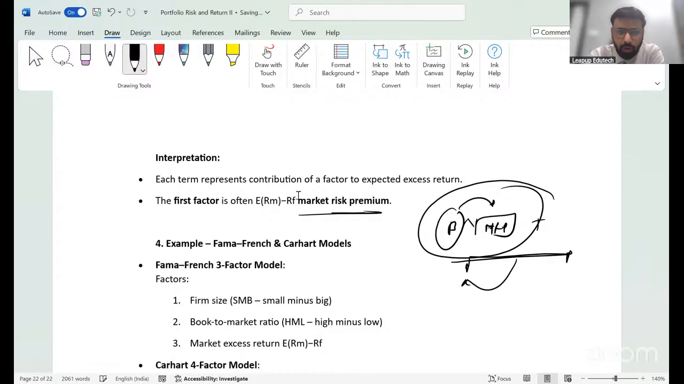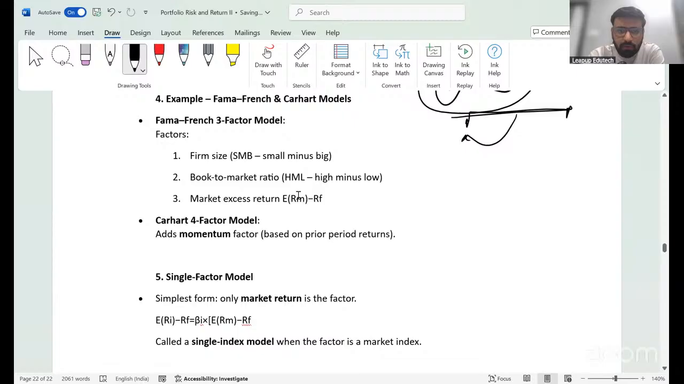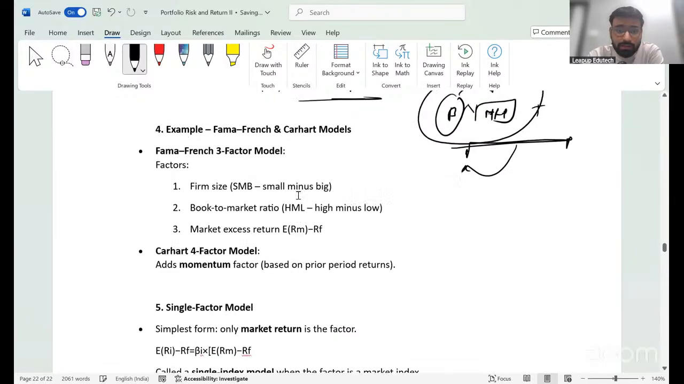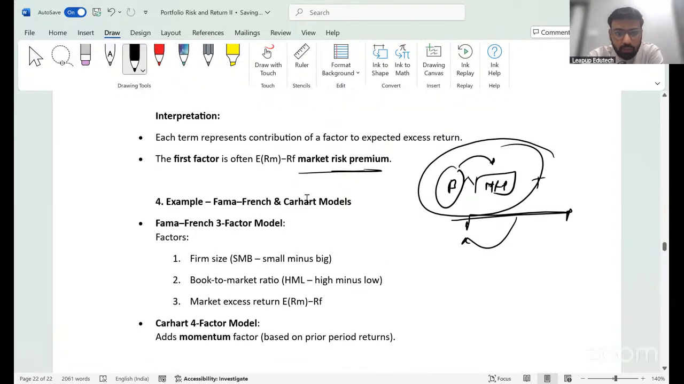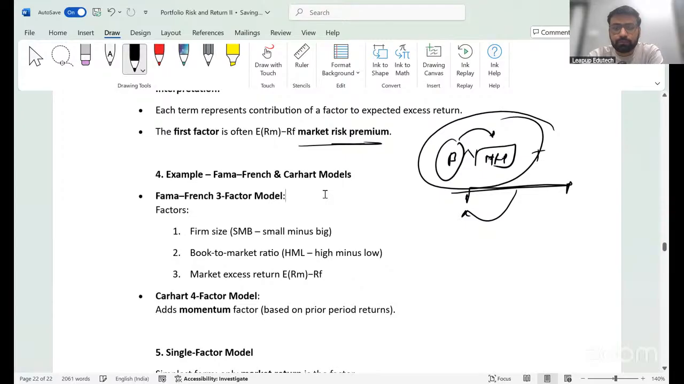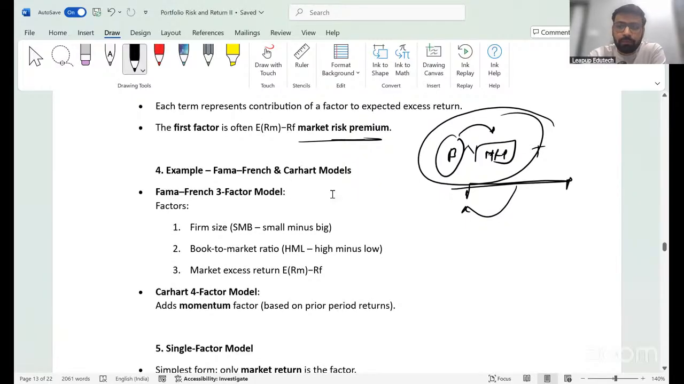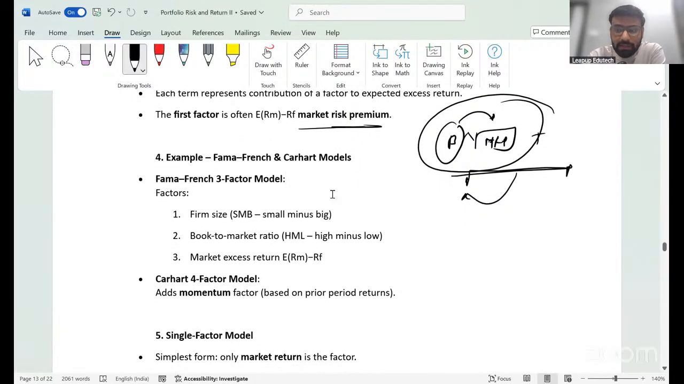And there are a few more models. One of them is Fama-French, the other one is the Carhart model. Guys, you will understand all of these models in greater detail when you do your CFA Level 2. So don't worry there. The Fama-French model is a three-factor model.